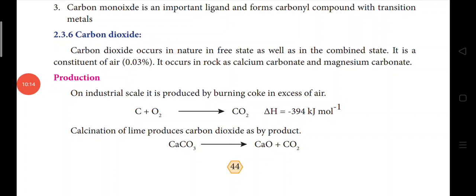Next is carbon dioxide. Carbon dioxide occurs in nature in the free state as well as in the combined state. So it is a constituent of air. In air it is present about 0.03 percent. It occurs in rock as calcium carbonate and magnesium carbonate.